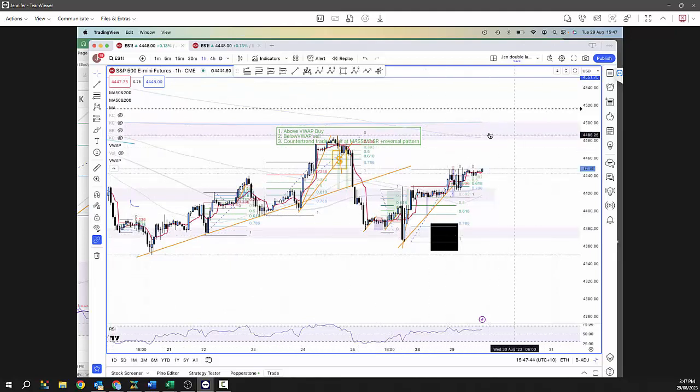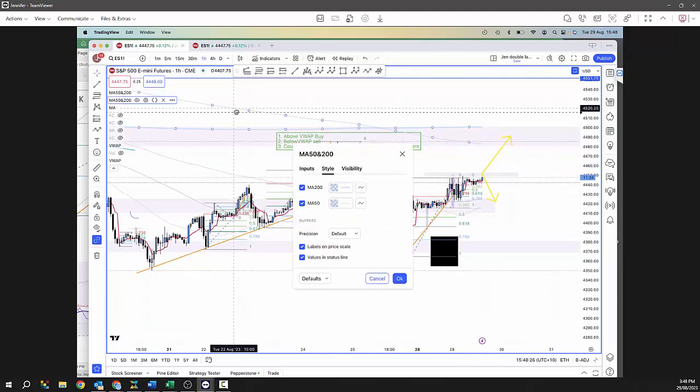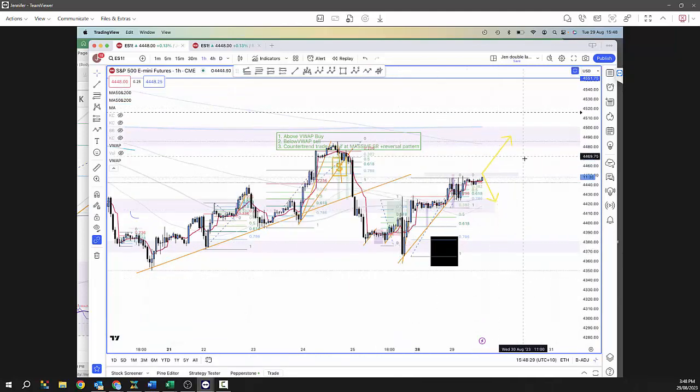Because I can't see why we can't get to 44, 45, 44 at least. Where's 44? No, we're already past 44. So let's go 44.50, it will be the next stop. No, we're already there. So that's 44.50, that's pretty significant. So there's the 50 level. That might be back into here. On the flip side, it'd be going up into here, maybe to this MA, which is a 50 MA, I'm assuming.